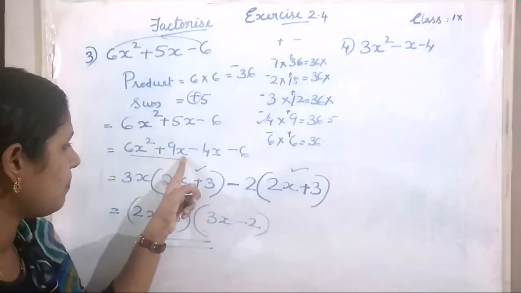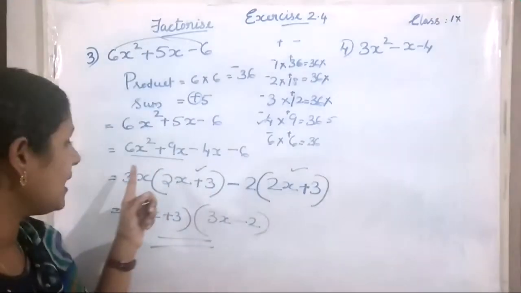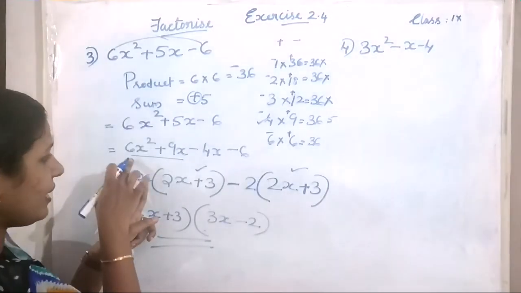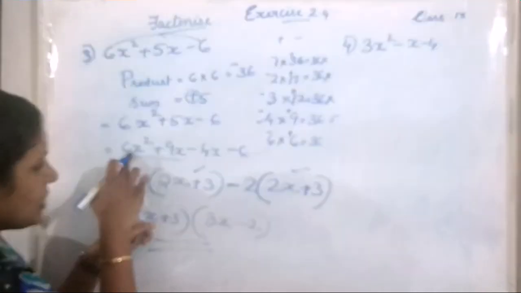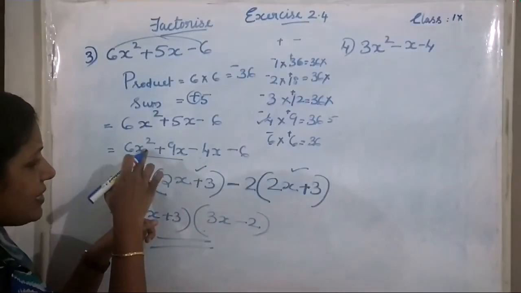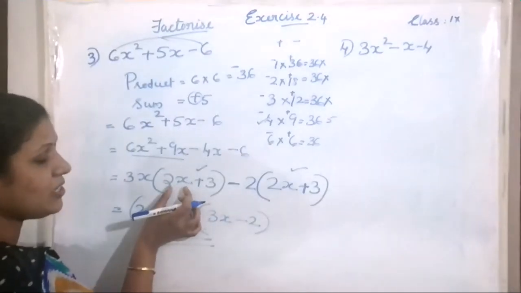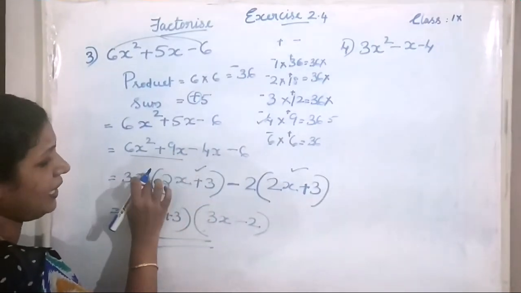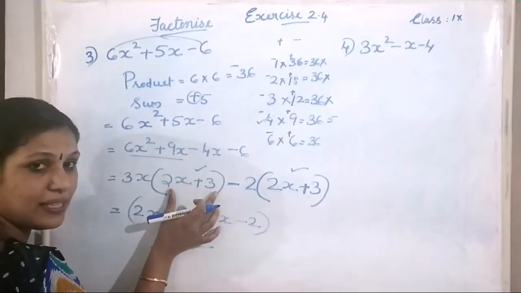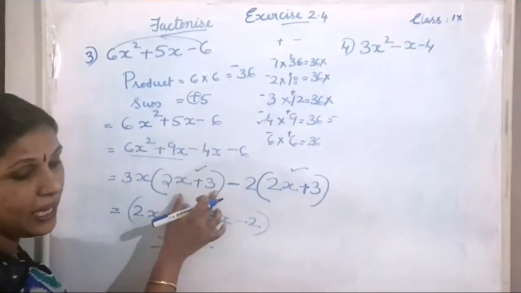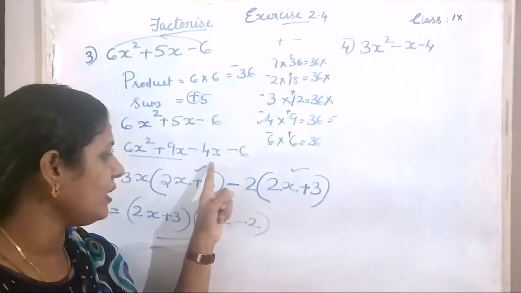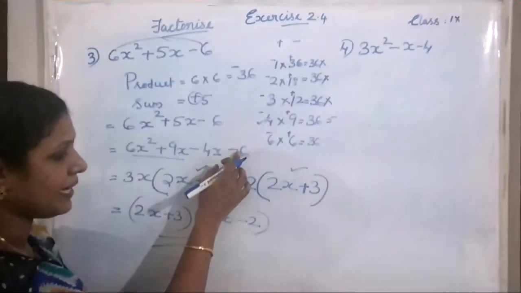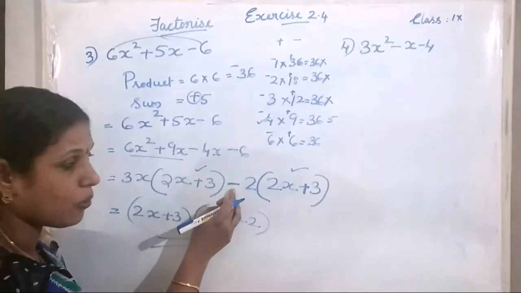The first part is 6x square plus 9x. 3x is common here, so 3x is taken outside and we get 3 into 2, 6, and x into x, square. So we get here 2x and 3. 3 into 3 is 9x. So we get the factor 2x plus 3. And here also we need this 2x plus 3. So minus and minus here, so we take minus outside.